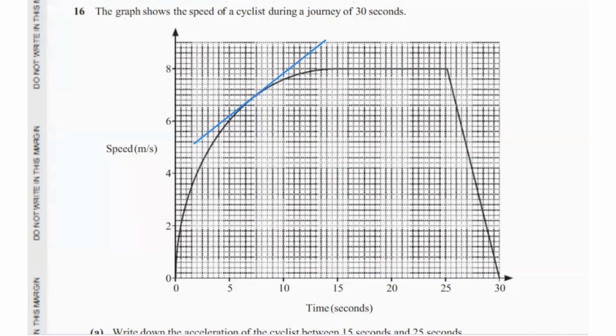So now we have to find the gradient of the tangent because acceleration is basically your slope of a speed time graph. And since the speed time graph at this point is a curve, the gradient of the curve is the same as the gradient of the tangent. That's why they're asking us to calculate the gradient of the tangent because that would give us the estimate for the acceleration. So you have to pick 2 points on this line and preferably whole numbers. So I'm going to pick this point and this point.